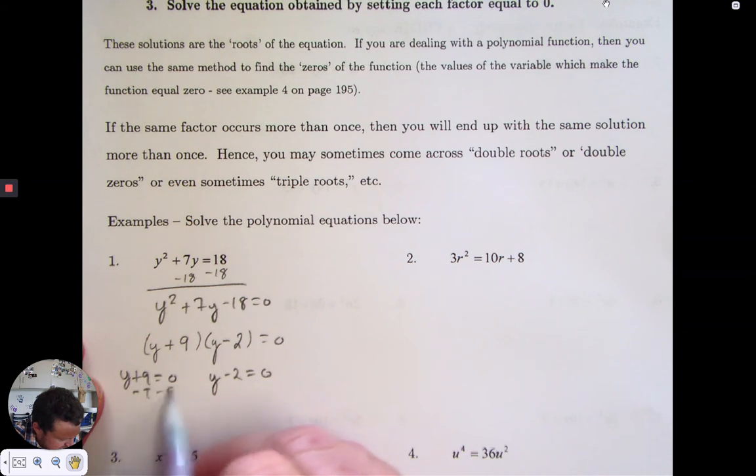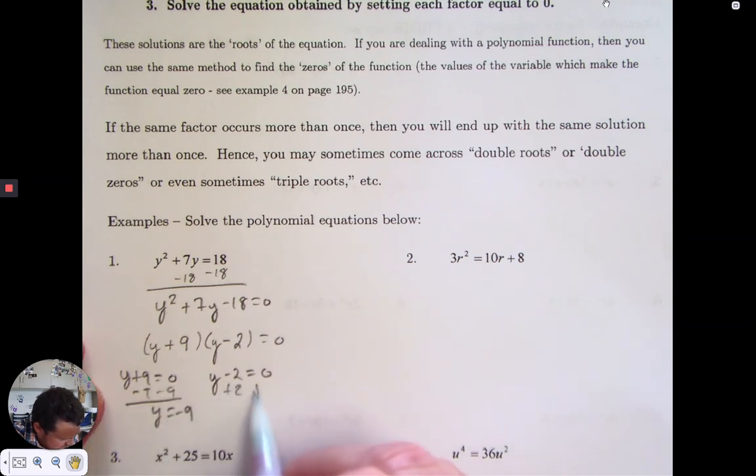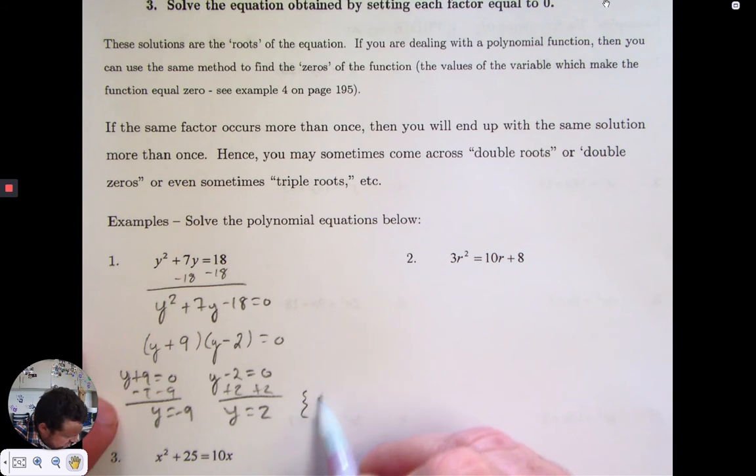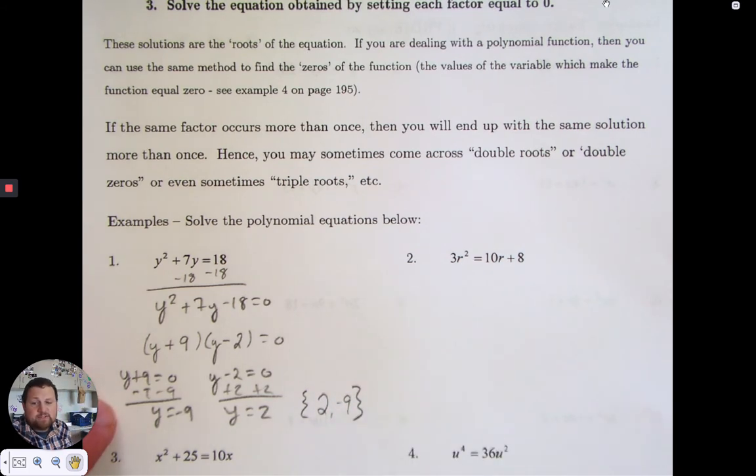So we're going to subtract 9, so y equals negative 9. Over here we're going to add 2, so that gives you y equals 2. So now if we write this in solution notation, we have 2 and negative 9 are our answers.